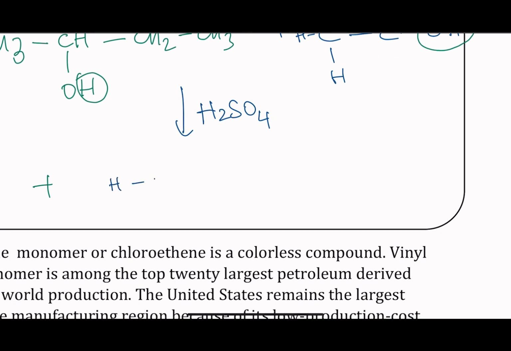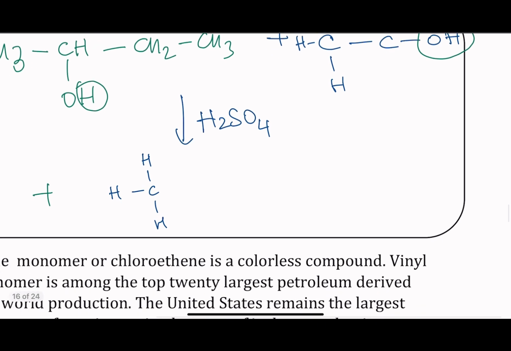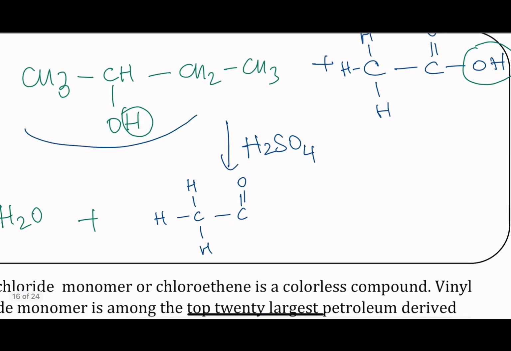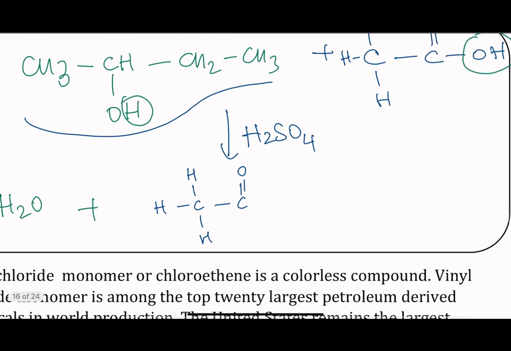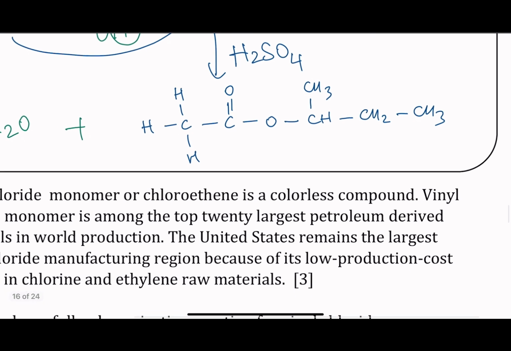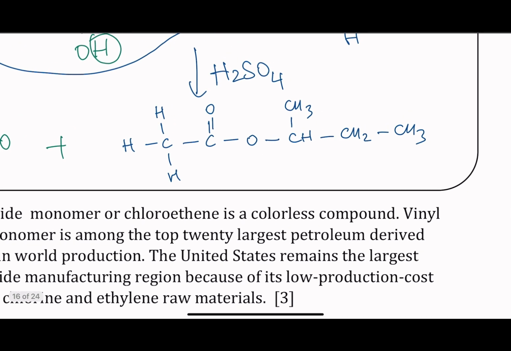So I'm going to write the ethanoic acid part. You see I have a carbon with a double bond oxygen. And this alcohol, as you see, I'm going to write it like this. So oxygen combines here, and then I've got CH3, and then CH2 and CH3. I just did it like this, and this is my final product.